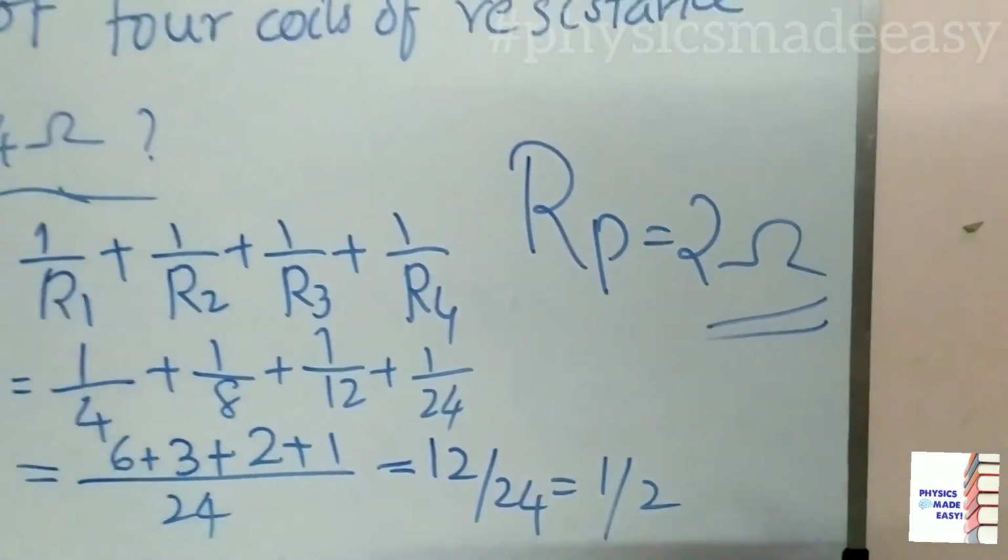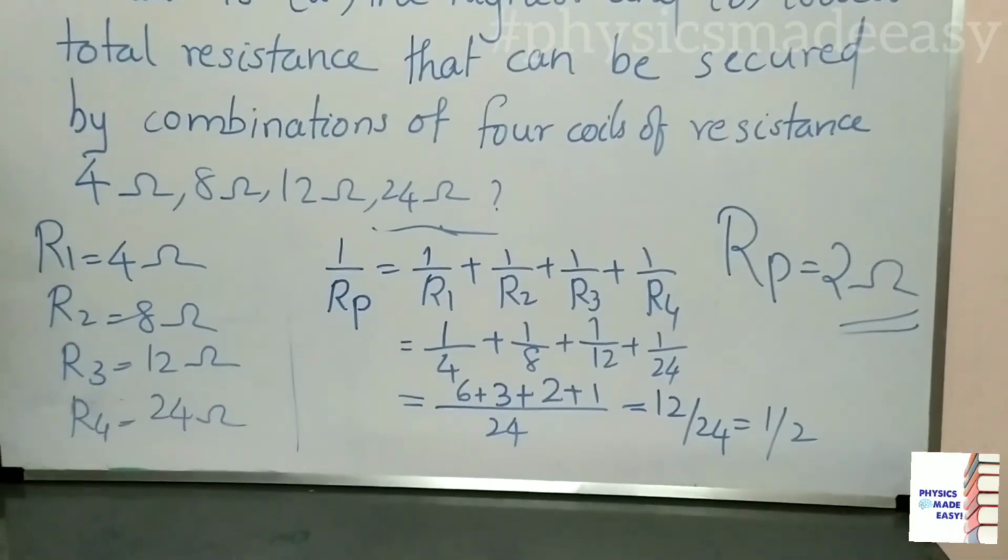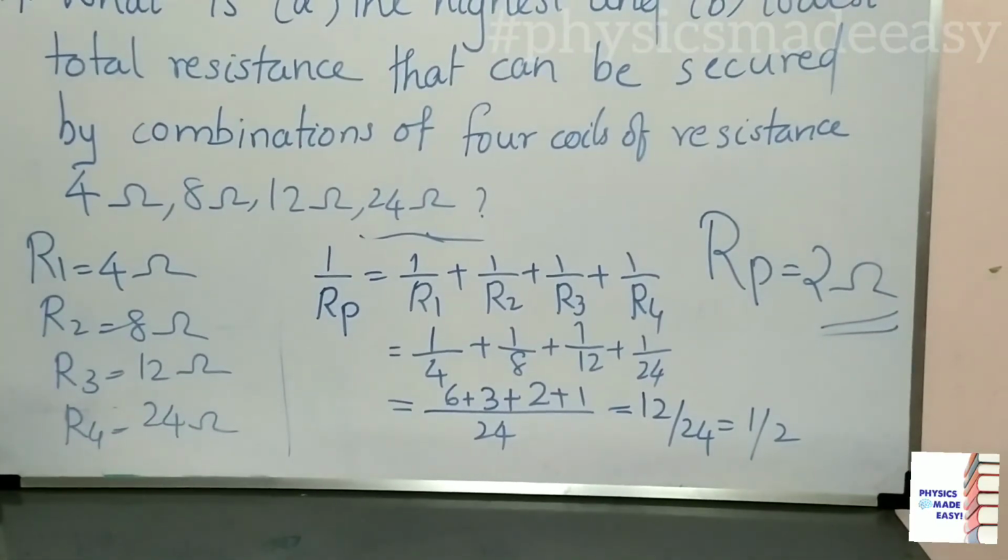That is the lowest value of resistance that you can get if these 4 resistors are connected in parallel.